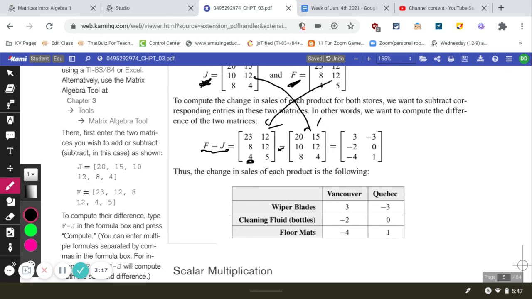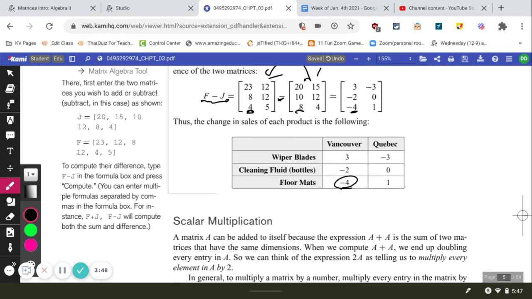4 minus 8 was -4. So that tells us that if you were comparing February to January, there would actually be a negative result for floor mats for the Vancouver store. That's what that -4 represents. That basically means that February was not as good of a month for floor mats. If it's positive, that means that February was a better month.